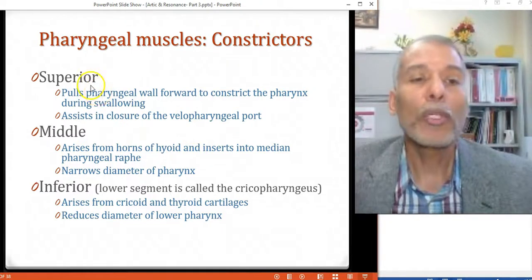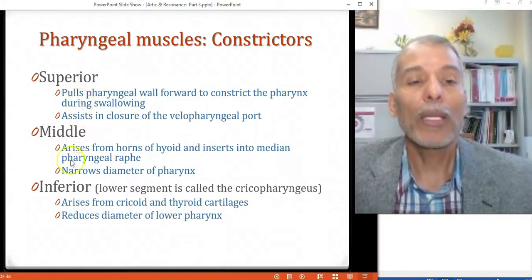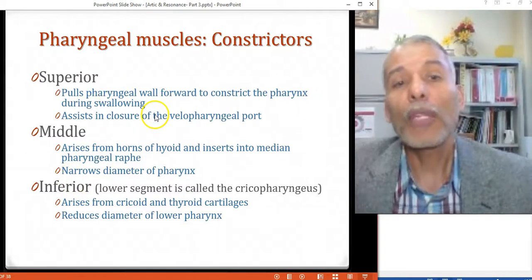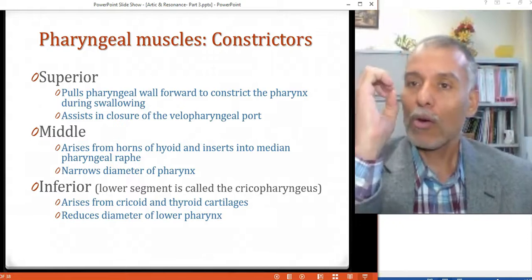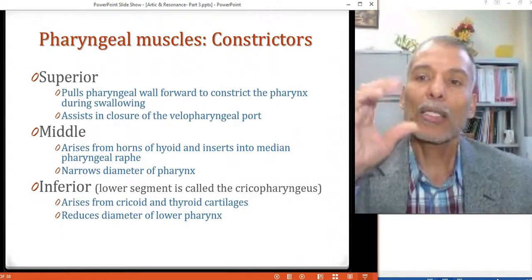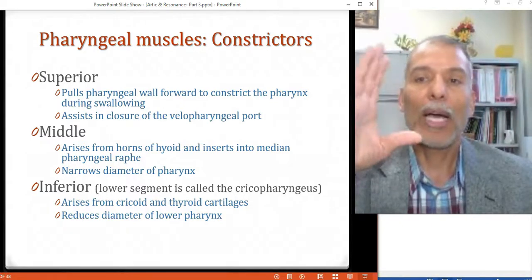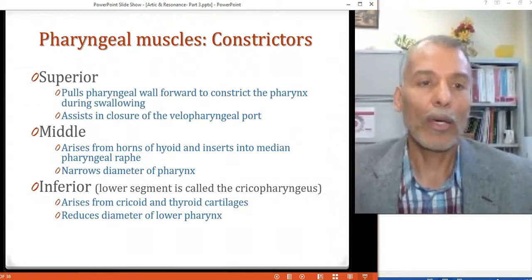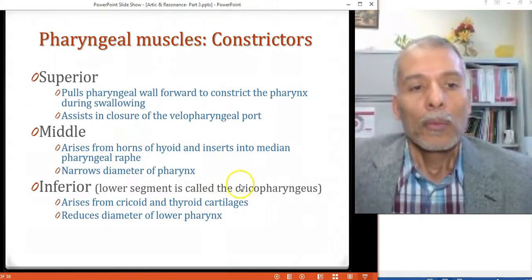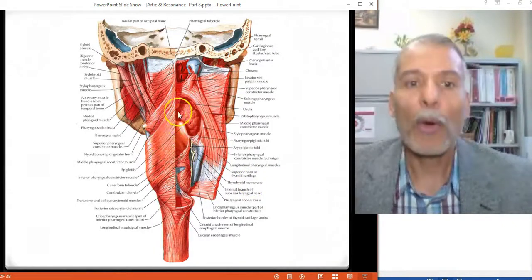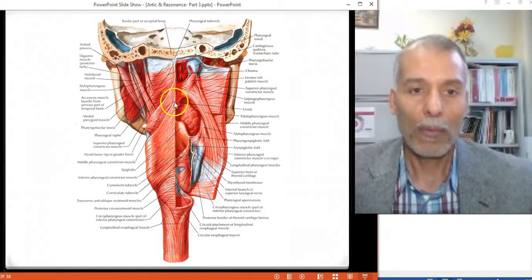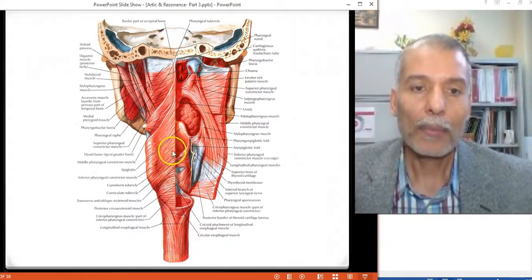So we have the superior constrictor, the middle and the inferior. And from the name, you can see now that these muscles actually constrict, narrow down. When they relax, the pharynx is dilated. When they constrict, they narrow it down. So if you look here, this is a posterior view of the pharynx.